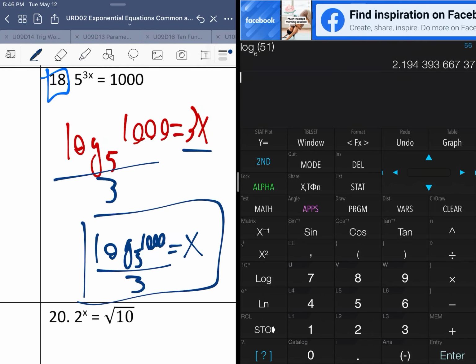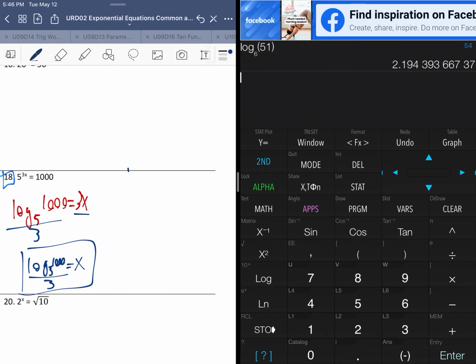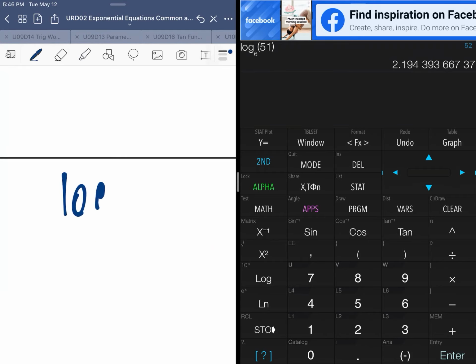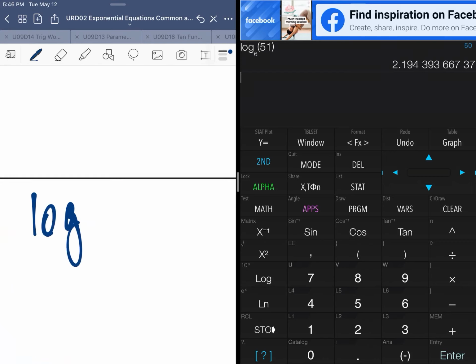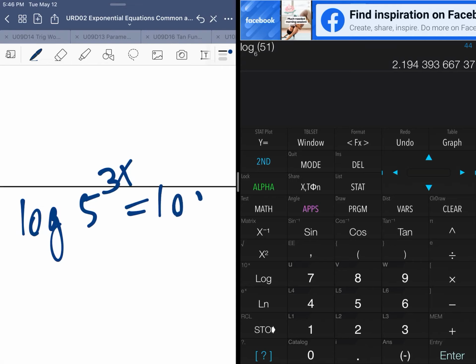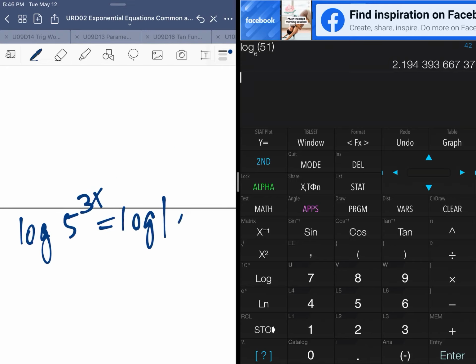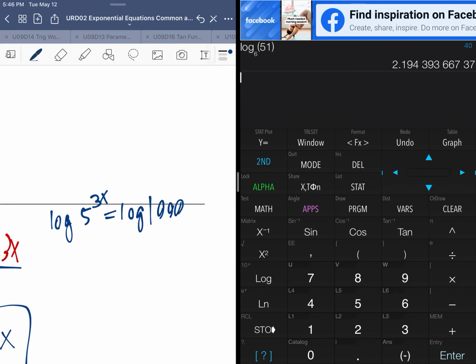And I can use a calculator to get this. Or I can do log on both sides. So log of 5 to the 3x equals 1000, log 1000. I'm going to apply the exponent rule, or the power rule of logs, to bring the 3x out front. Again, this is just an alternative method of doing this problem.